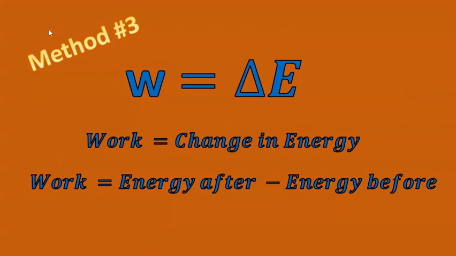This time we're in part three of a series on how to calculate work. All right, so method three is unlike the first two methods in that you don't have to know how much force is being used. In method three, we just use the definition of work, which is change in energy. Because work is something you do to change the energy of something else. So if you know how much that something else changed energy, you know how much work you did.